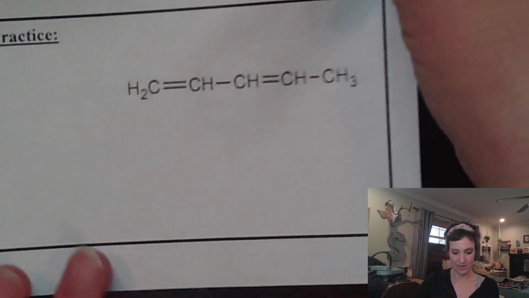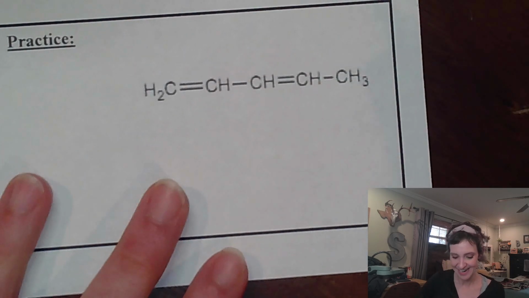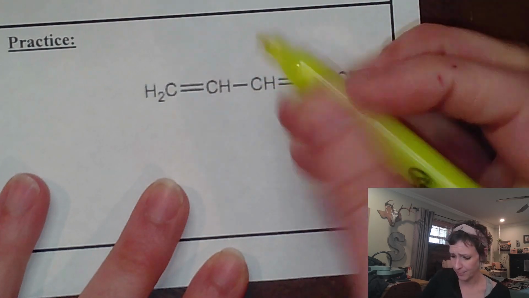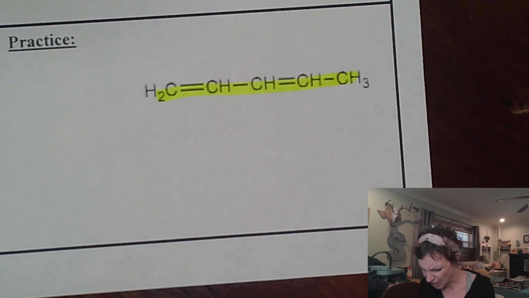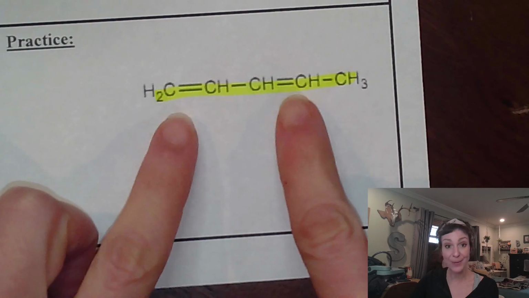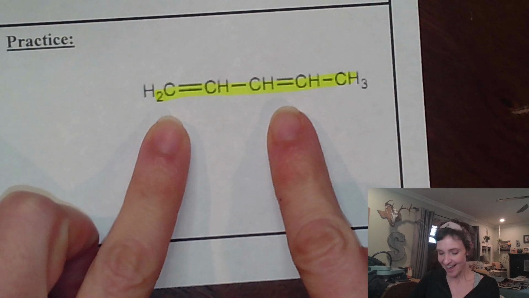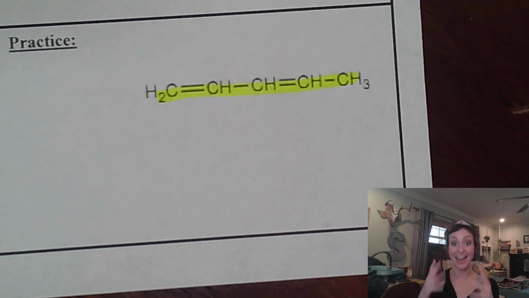All right, next one down. No branches on this one. Y'all are like, great, this practice is so easy. I'm going to give you some branches on the back, so do not worry. So we have one branch system, so one possible parent chain. It looks like there are 5 carbons in this parent chain, so this is a pentene. But oh my goodness, for the first time, I've got 2 double bonds. So not only is this a pentene, this is a pentadiene.